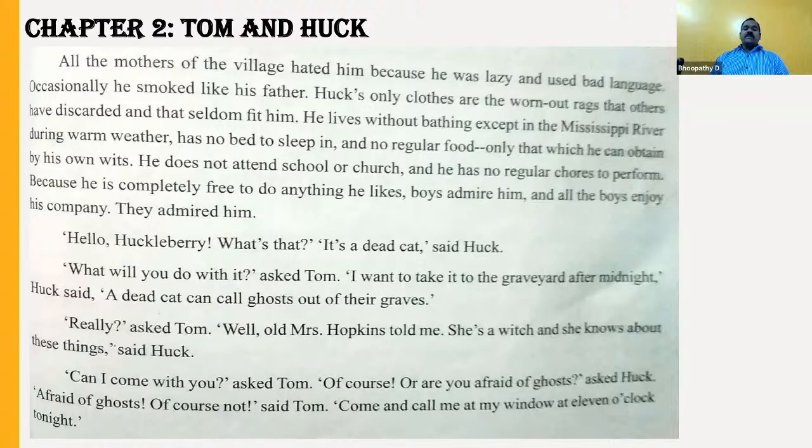Tom was also interested. So they decided to go to the graveyard that night. Huckleberry Finn would come and call him at about 11 o'clock, and Tom would be curiously waiting for him. Tom asked him, "Can I come with you?" "Of course, you can come," said Huckleberry Finn. They were not afraid of ghosts, and Tom agreed to go to the graveyard that night.